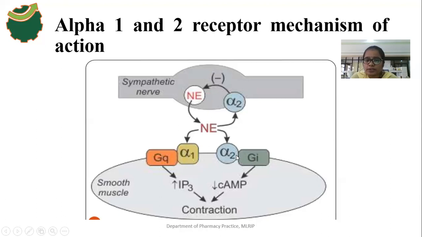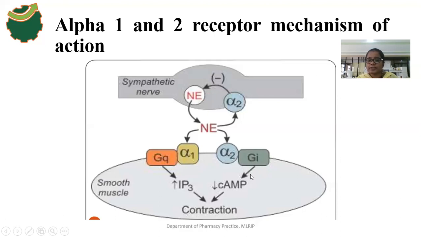These alpha 2 receptors are GI protein coupled receptors. Because of this, alpha 2 receptors are associated with GI protein. Then what will happen? There is an inhibition of the adenyl cyclase enzyme. So when noradrenaline binds with alpha 2 receptors, there is an inhibition of one enzyme known as adenyl cyclase.